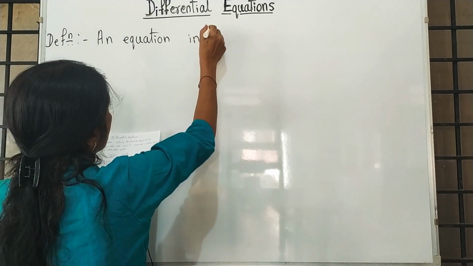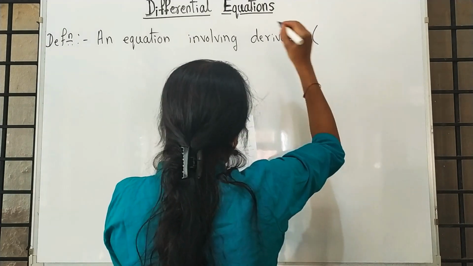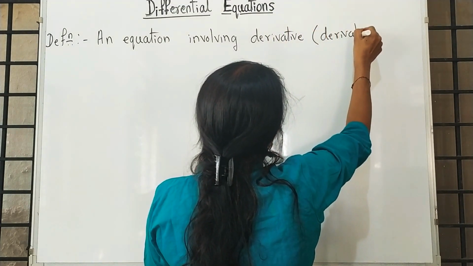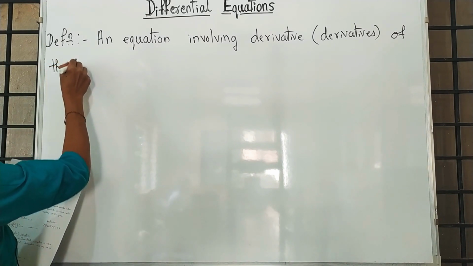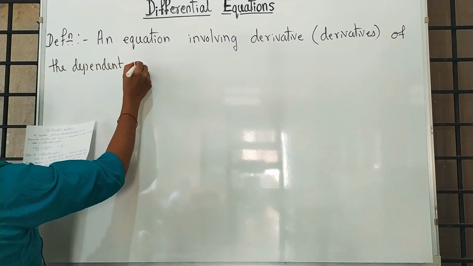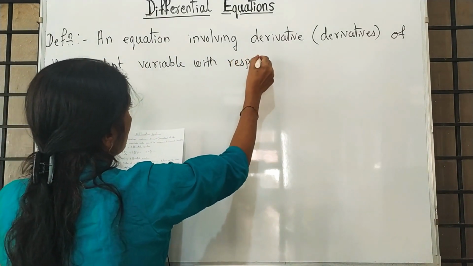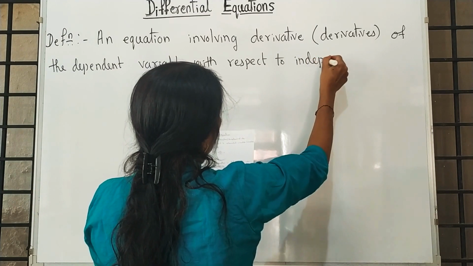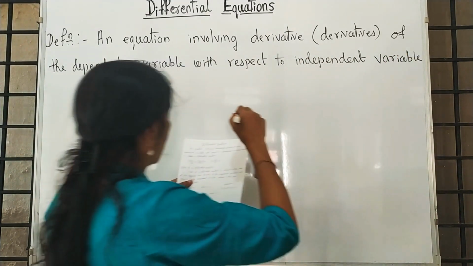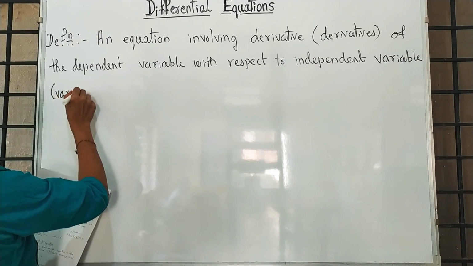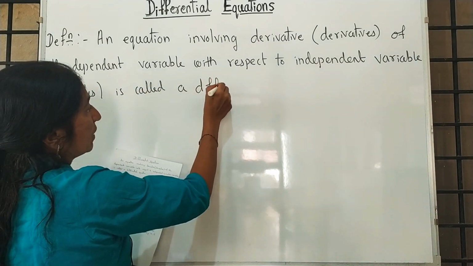An equation involving derivative or derivatives, more than one may also be present, derivatives of the dependent variable with respect to independent variable or more than one variables, is called a differential equation.